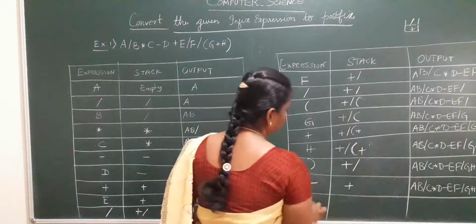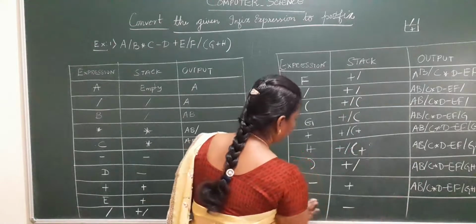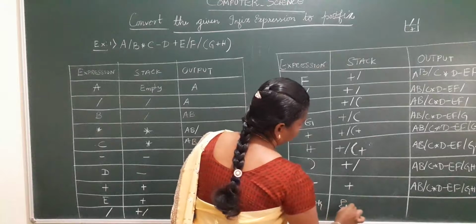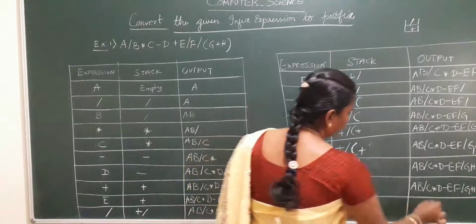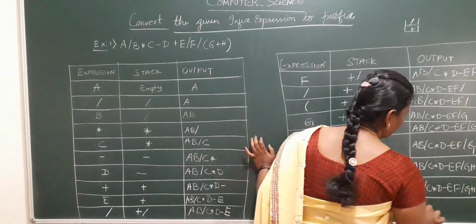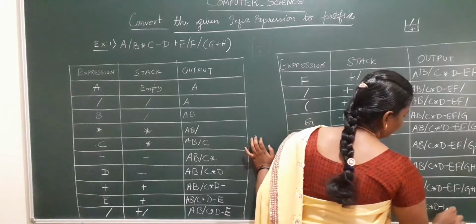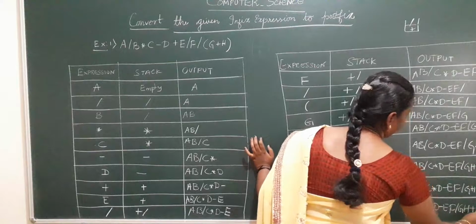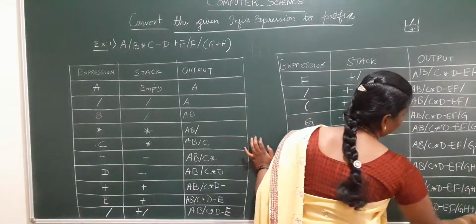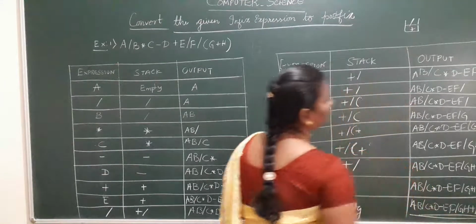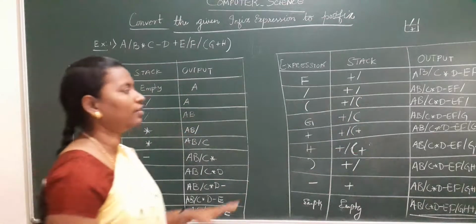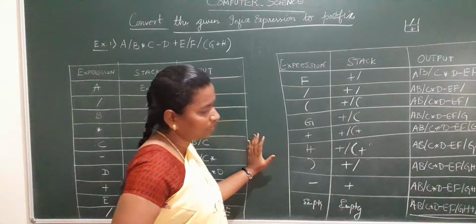Okay, next this will be empty. Finally I have plus. So A, B, slash, C, star, D, E, F, slash, G, H, plus. Okay, so this is your answer for your first one. So again we'll just trace it, whether our problem where we went wrong or whether our problem is right, how to cross verify, I'll tell you.